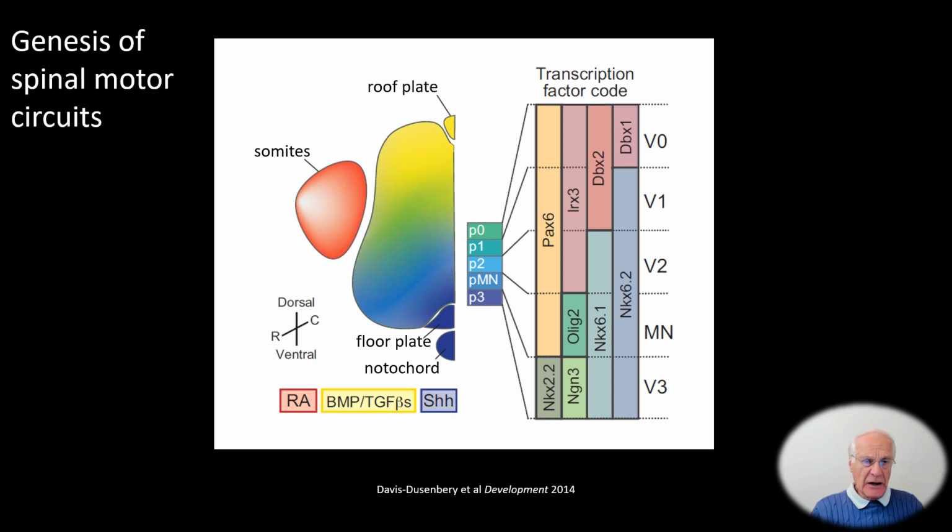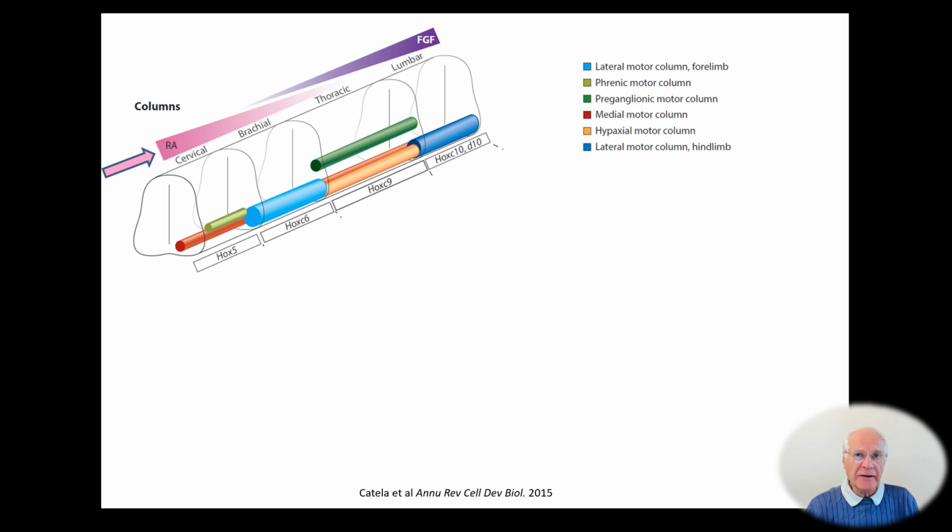The specification of each cell type depends on the combined action of different transcription factors, which in turn are expressed as a function of the dorsoventral gradients of SHH and BMP-TGF. Opposing concentration gradients of retinoic acid, RA, and fibroblast growth factor, FGF, elicit expression of specific HOX genes along the rostrocaudal axis of the spinal cord.